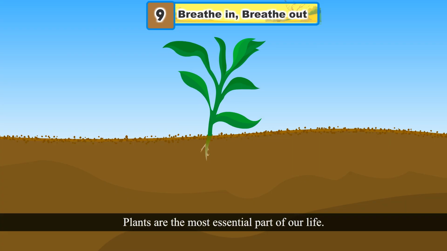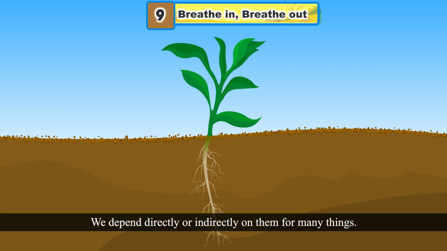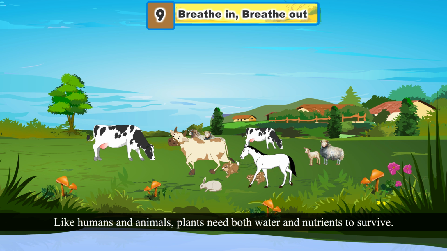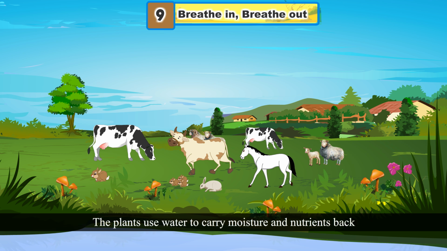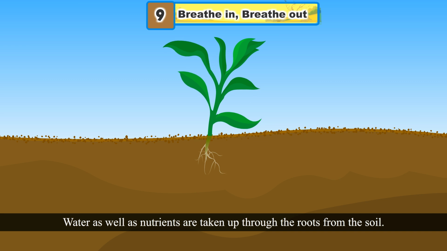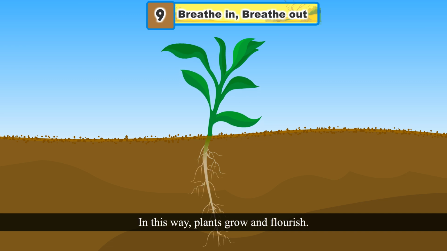part. Plants are the most essential part of our life. We depend directly or indirectly on them for many things. Like humans and animals, plants need both water and nutrients to survive. The plants use water to carry moisture and nutrients back and forth between the roots and leaves. Water as well as nutrients are taken up through the roots from the soil. In this way, plants grow and flourish.